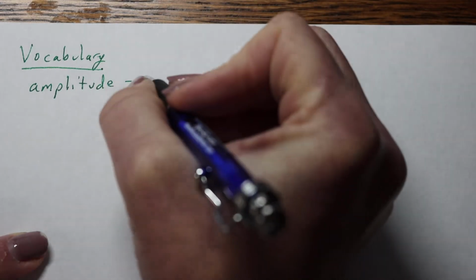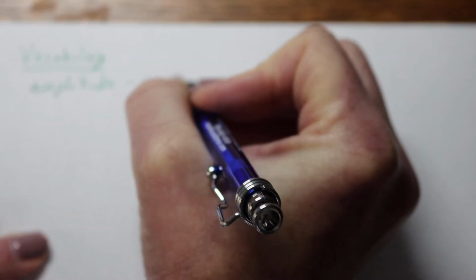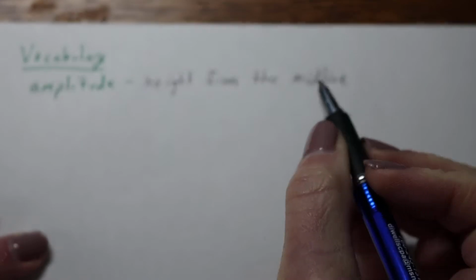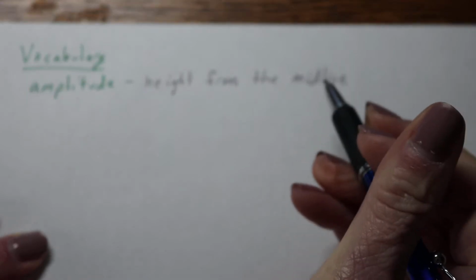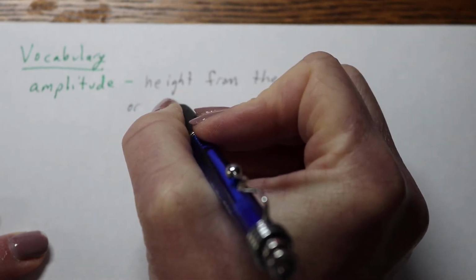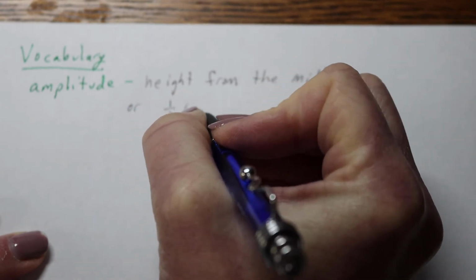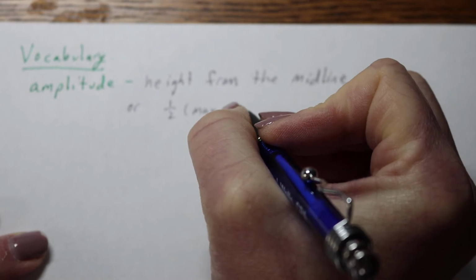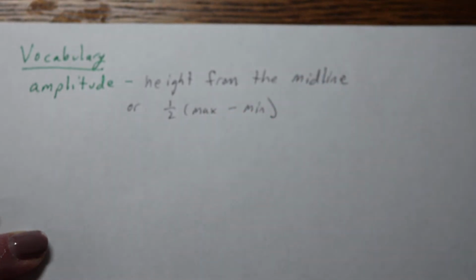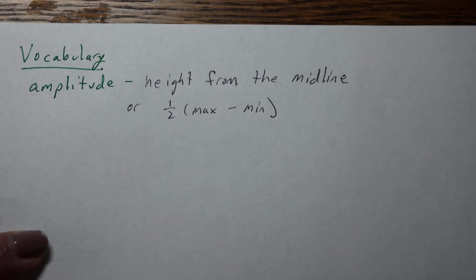Amplitude has to do with height from the midline. And I'll show you the midline when I put a graph up. The other way we can figure it out is using the formula 1/2 the maximum minus the minimum. And both of those ideas will give me amplitude.